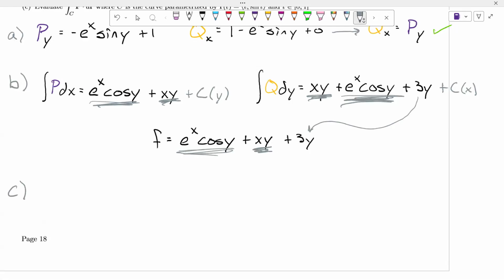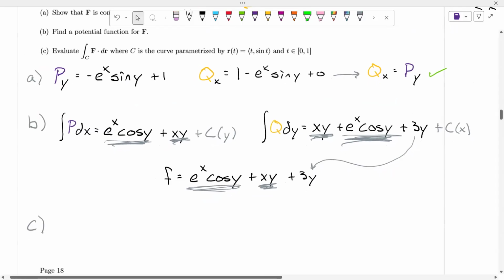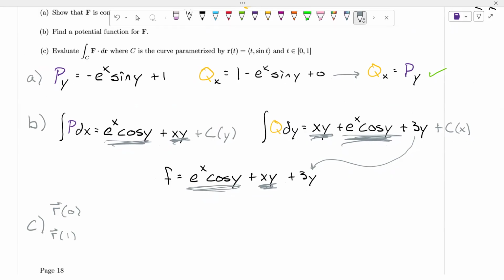But that got us to part C, which I think we now want to just evaluate this integral in some way. So assume C is the curve parameterized by r of t is t, sine t, and we're going to go from 0 to 1. So if I just look at r of 0 and r of 1, I'll get the points 0, 0, and 1, sine 1. Those are my 2 points. I'm turning my parameterization back into a couple of xy points.